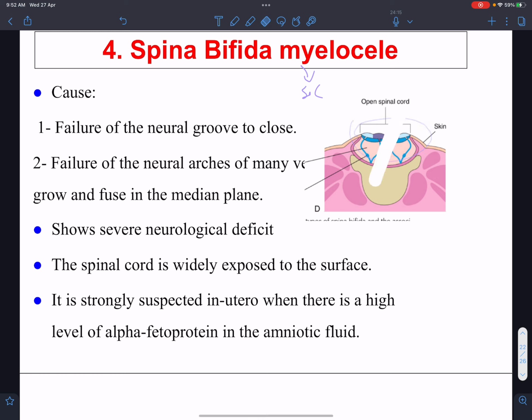Do you see a difference? You see something noticeable about the spina bifida myelocele? You see, there's no skin. The spinal cord is exposed to the surface. There's no development of skin. I don't have to tell you the reason.